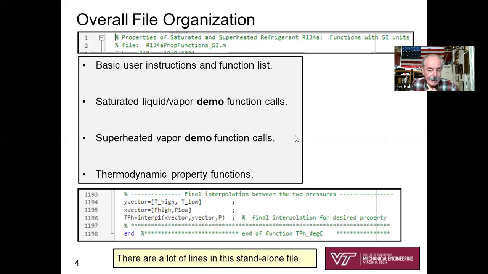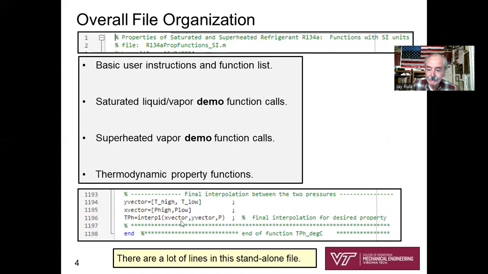Okay, so here's the basic layout again of my R134A table. The beginning part is user instructions and the function list. There's the top part. The next part is the demo function calls for properties under the dome, saturated vapor, saturated liquid. The next block would be the demo of superheated vapor function calls, a little more complex. And then finally, the preponderance, most of the file is taken up with the thermodynamic property functions.